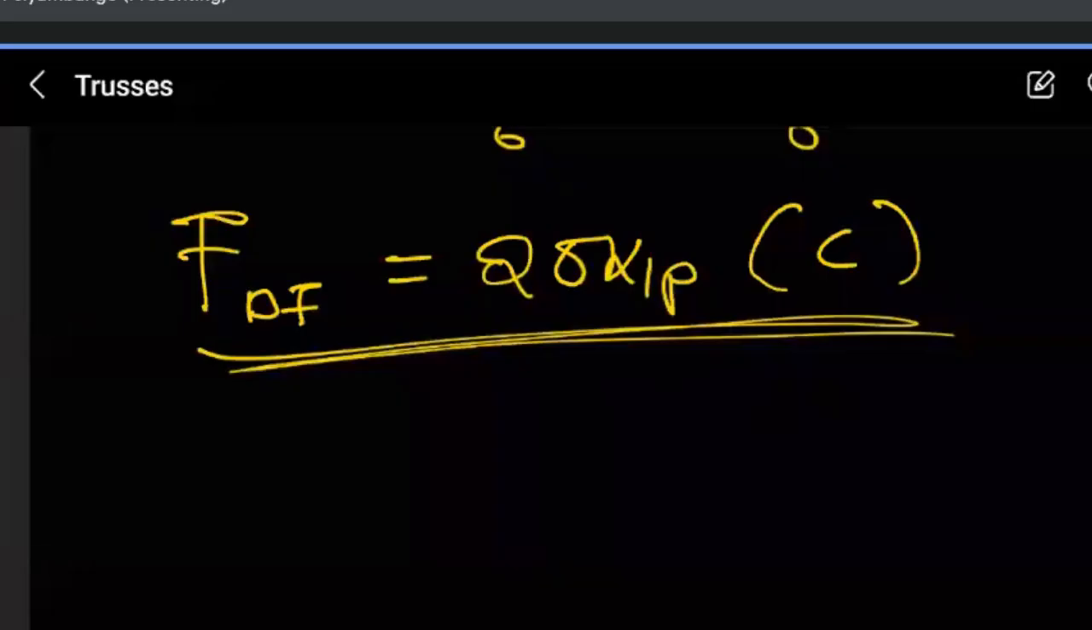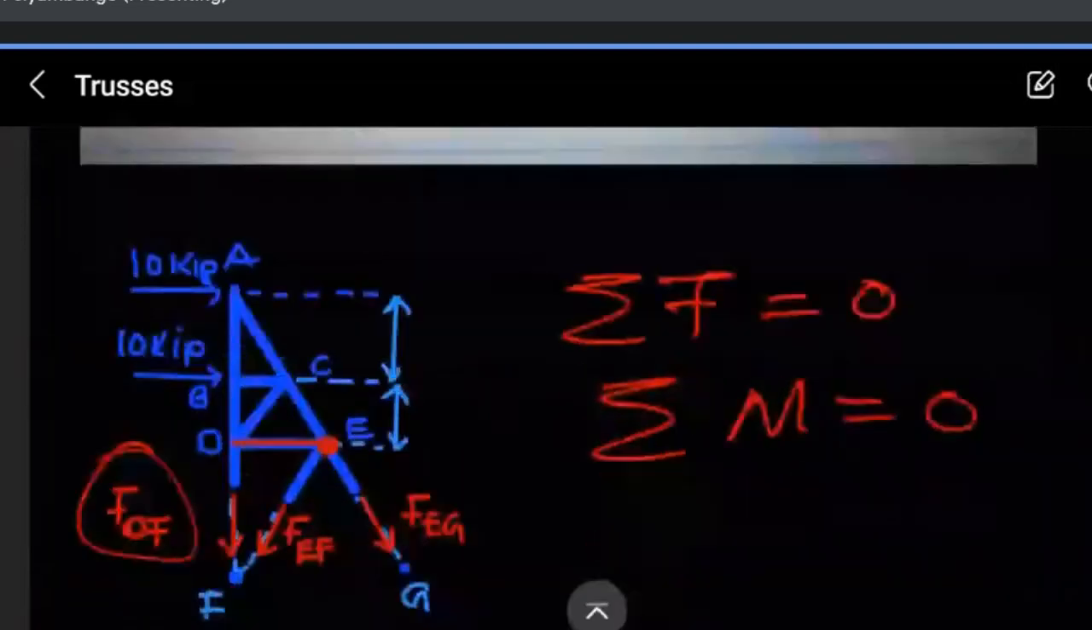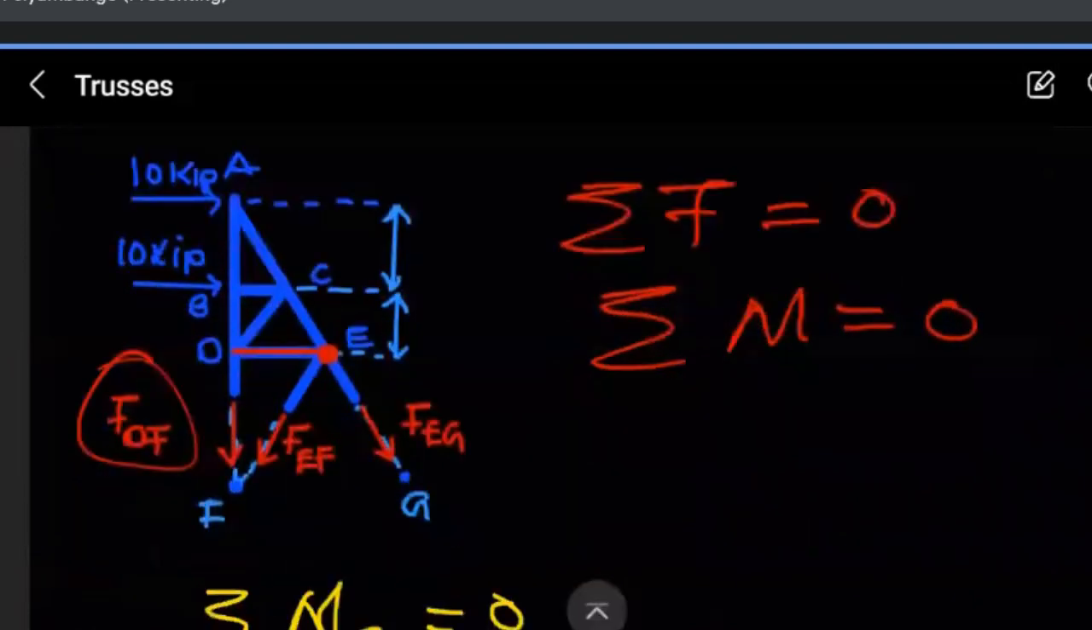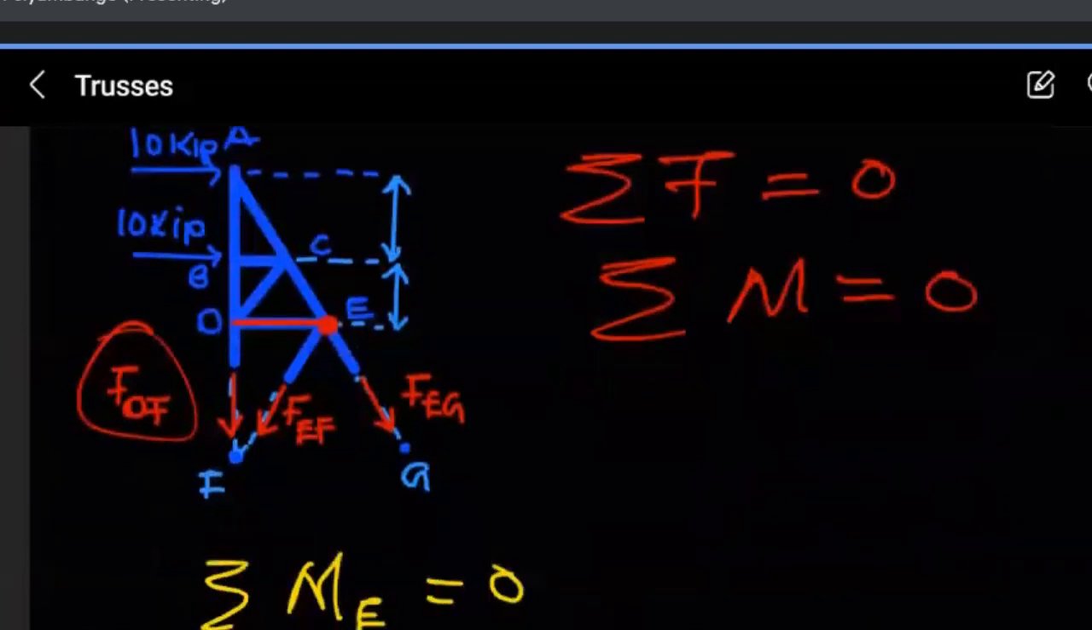Okay, having figured out FDF, now we have to figure out the rest, and don't forget our target is FEF. But in this case, of course, we want to find just everything there. So the next one that we'll try to work out here, again, completely up to us, but the easiest one that we can find here is going to be FEG. So let's try to find FEG. How are we going to find the force FEG?